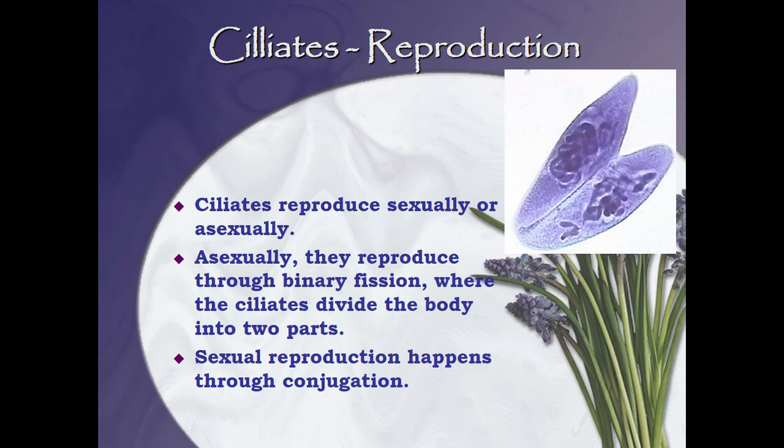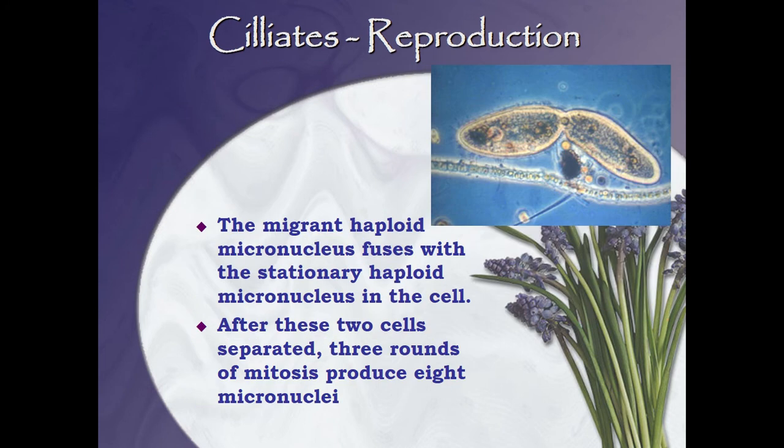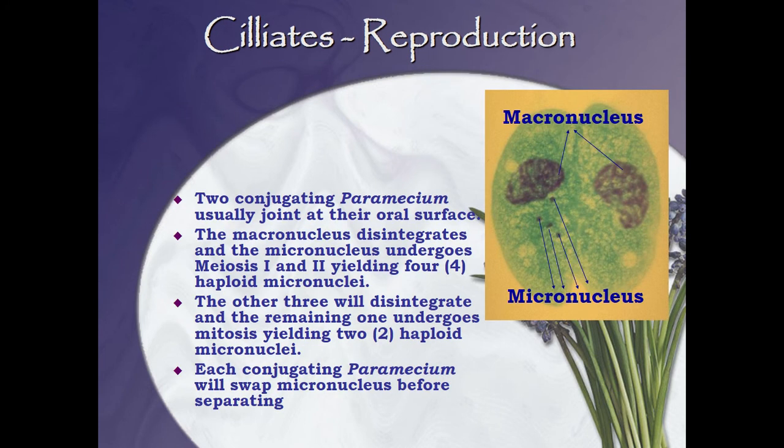Ciliates reproduce in two ways, which are sexually and asexually. For asexual reproduction, they reproduce through binary fission. Meanwhile, for sexual reproduction, they reproduce through conjugation. So, this is the structure. How does it look like?